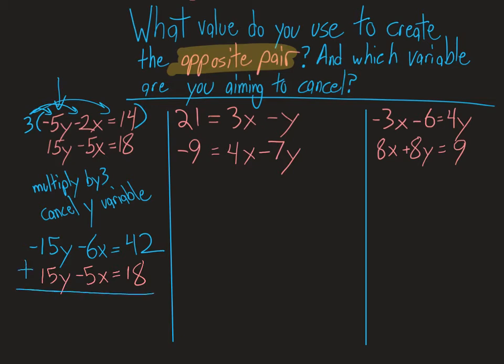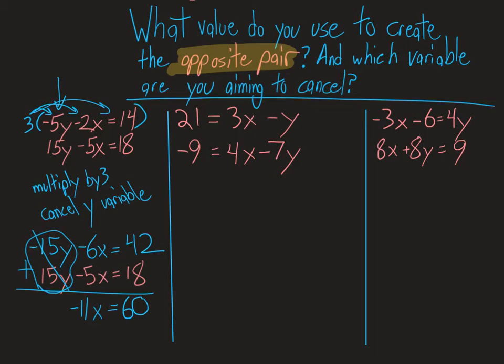When I add the two together, because these guys are opposites, they're the same value, but one's positive, one's negative, a negative 15y and a positive 15y, they're just going to add to nothing. They're going to cancel each other, like good guys and bad guys. Then I've got negative 6 and negative 5, which is negative 11x. 42 and 18 is 60. And now you can solve your one step. Just divide off the negative 11.